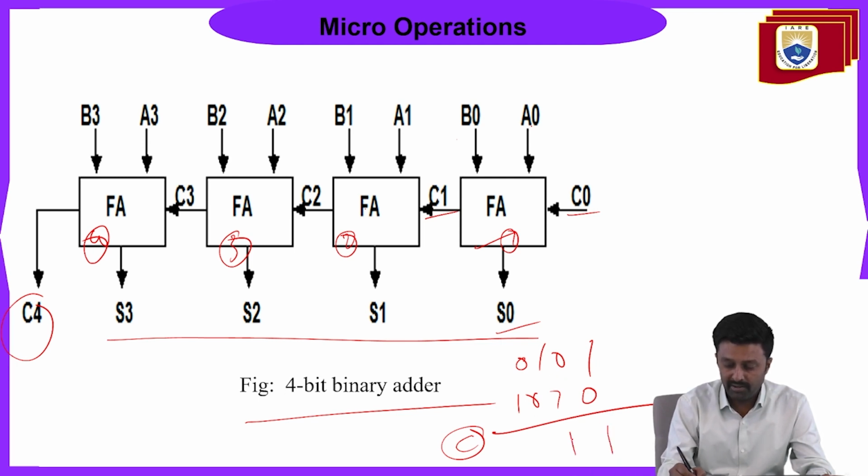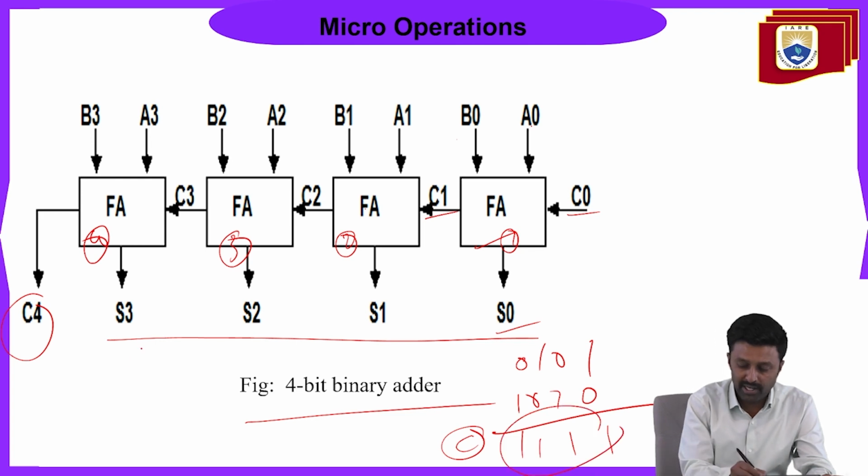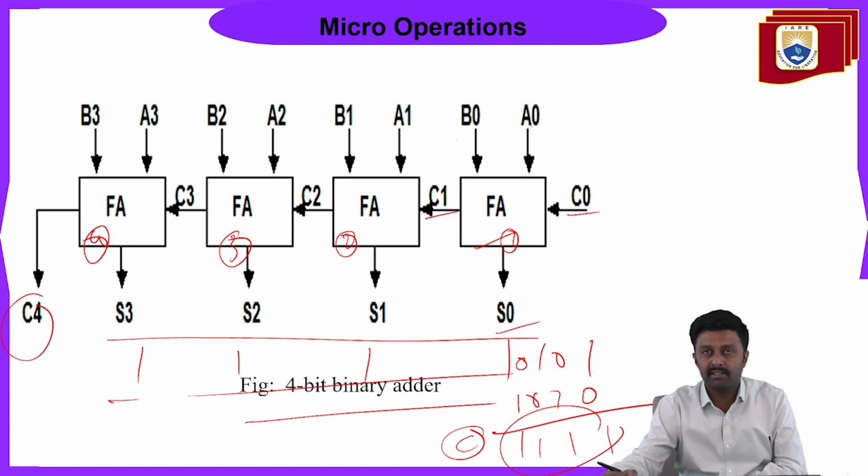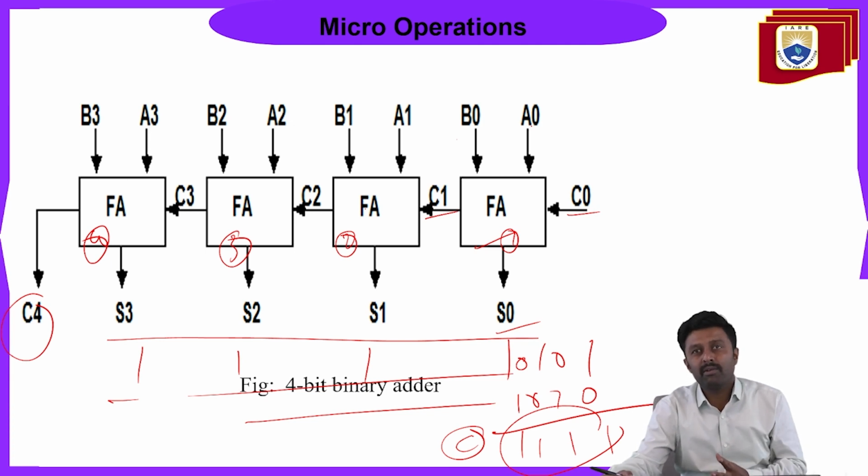So if we add them, we'll get the outputs like this. So this 4-bit binary adder is used to add two 4-bit numbers. Like this, to perform different types of micro operations, we use different types of hardware circuits.